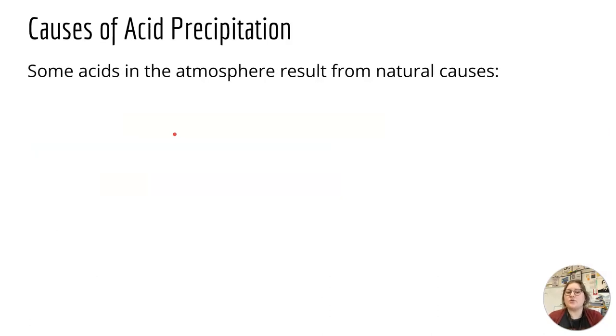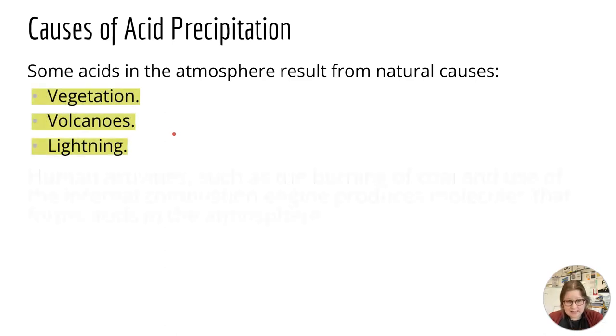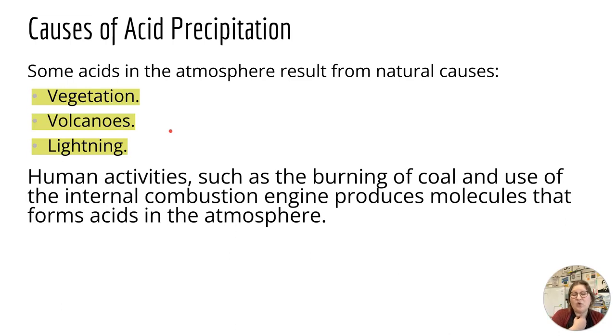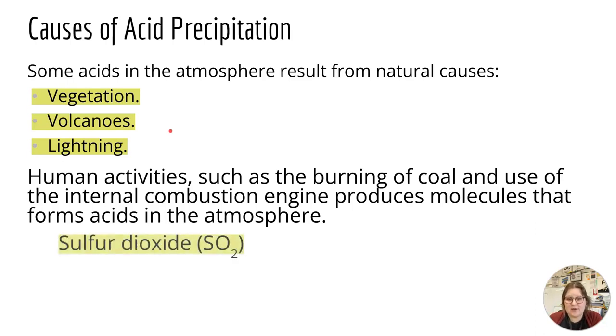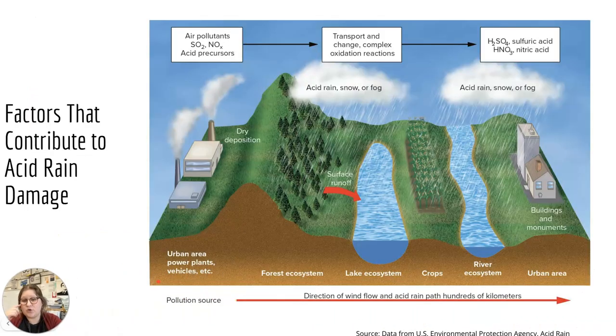Some acids in the atmosphere result from natural causes like vegetation, volcanoes, and lightning. But human activities like burning coal and using internal combustion engines like in cars produce molecules that form acids in the atmosphere. Significantly, it's sulfur dioxide and then oxides of nitrogen. So those react with water to form acids.